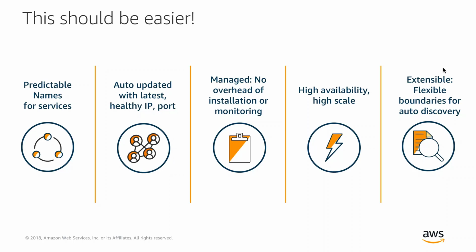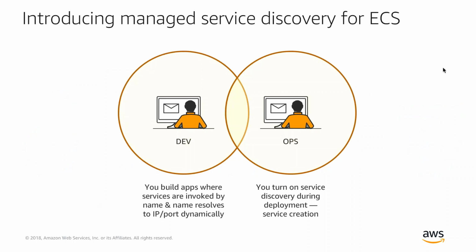So this is why we introduced Managed Service Discovery for ECS. And from both the developer and operations perspective, it solves problems on both sides. So for the developer, you can now build applications where your services can invoke another service by name, and the name resolves to an IP address and port automatically.